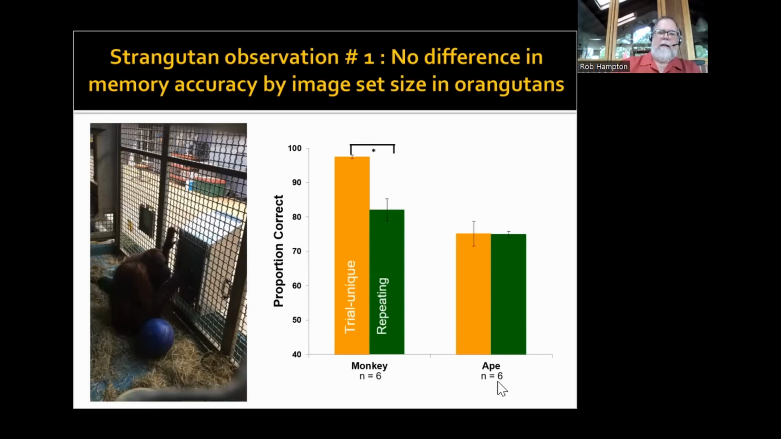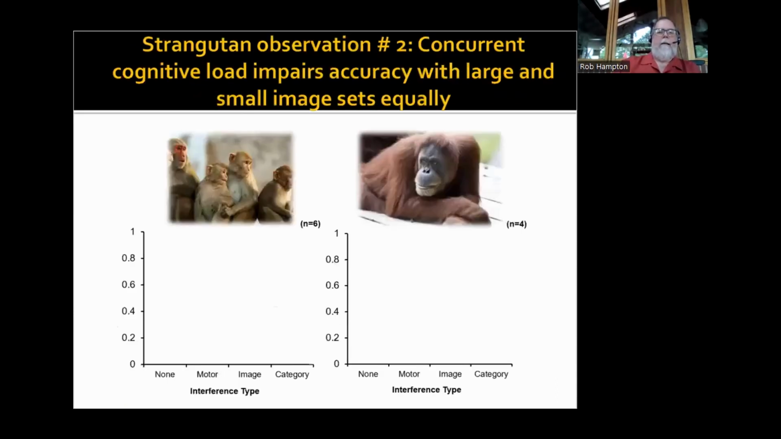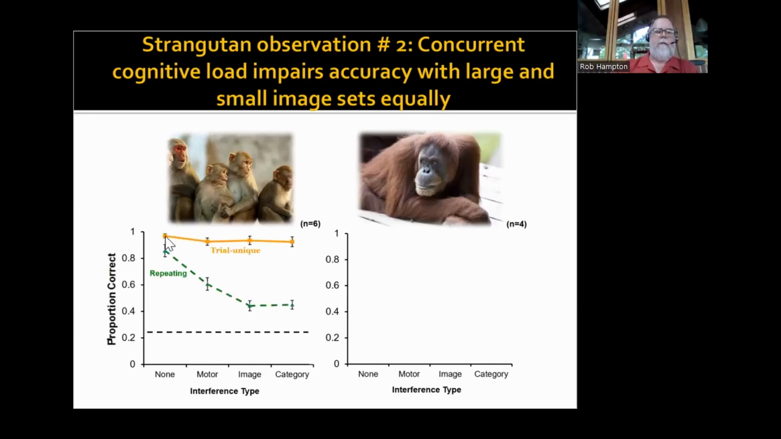But we proceeded on to a second experiment to test more directly what the orangutans are doing in these tests with either large or small sets of stimuli. And that brought us to our second puzzling result. So on the left, we have monkeys getting that test that I showed you. This is a replication of that study where we give them a concurrent cognitive load during the delay period, so that if they're actively holding something in mind, that concurrent task is likely to bump that memory out of mind. We see with the monkeys again, if the stimuli are trial unique, that is, each test is new, the distractors are novel.